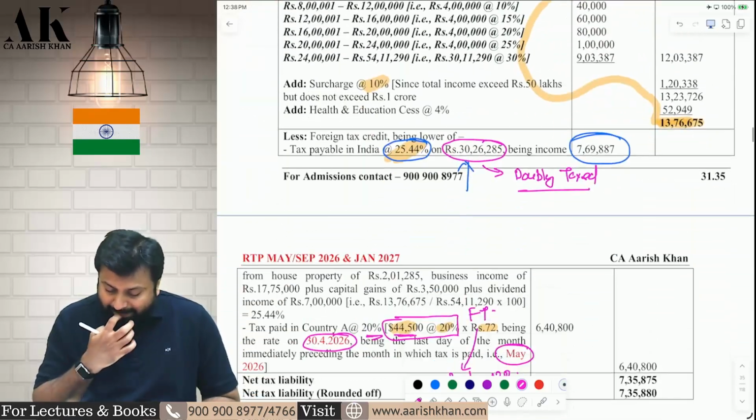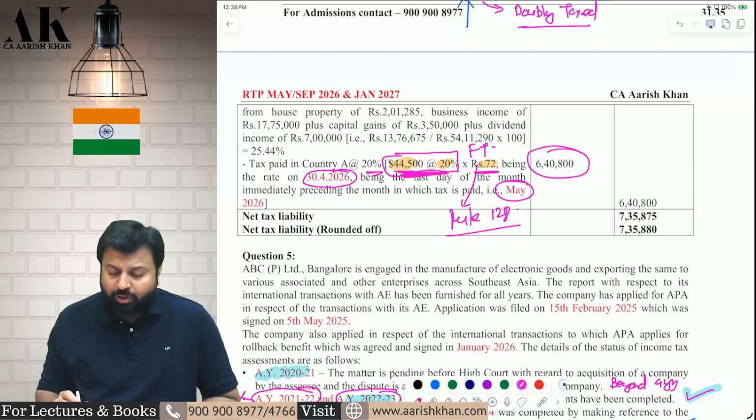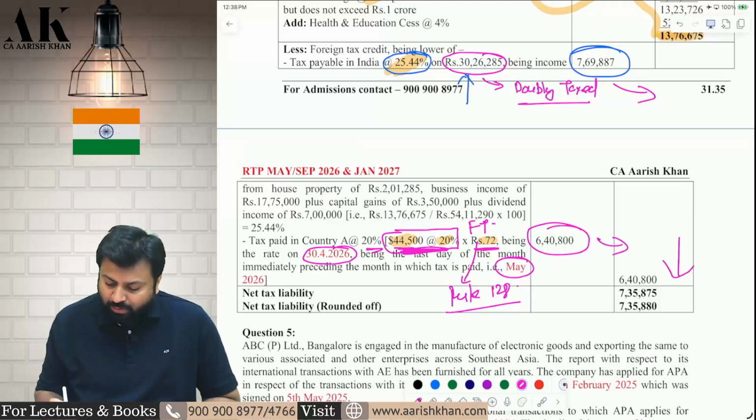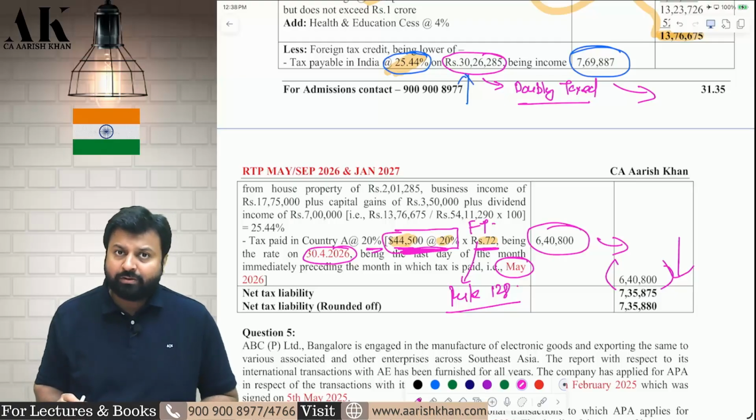So now you will multiply this entire tax. 44,500 is your total income in the foreign country. 20% is the tax rate in the foreign country. Multiply by 72. That will give you your tax paid in the foreign country. So the tax paid in India is 769. Tax paid in the foreign country is 640. Therefore, whichever is lower will be allowed as a relief. And the balance amount you have to pay from your pocket. I hope it is clear to all of you.